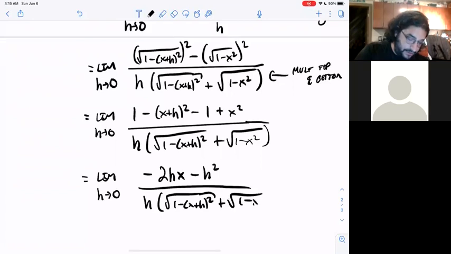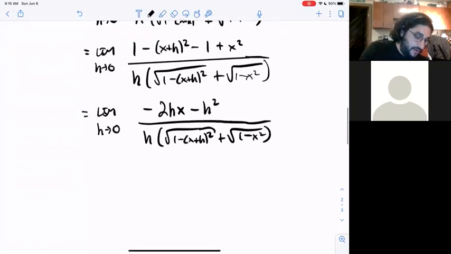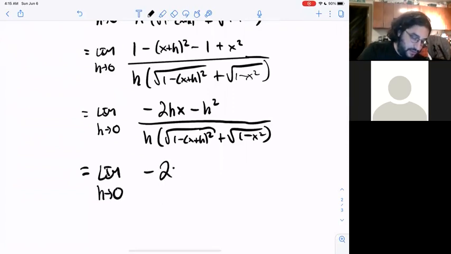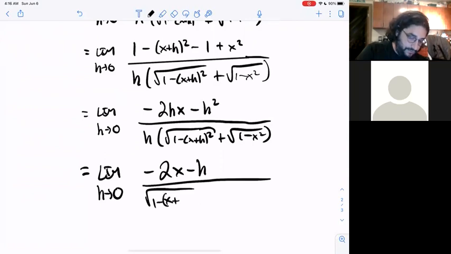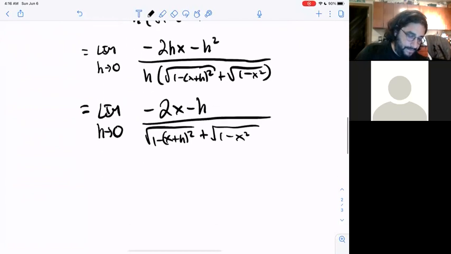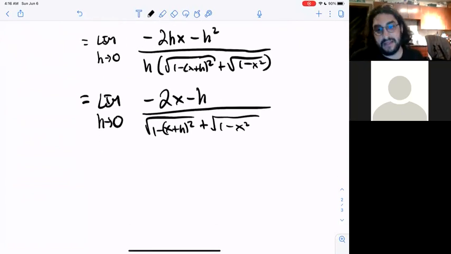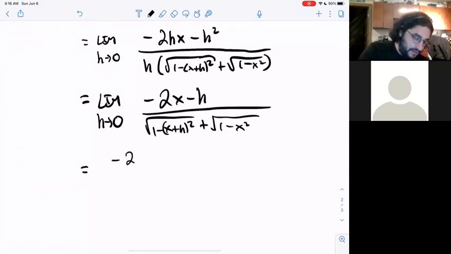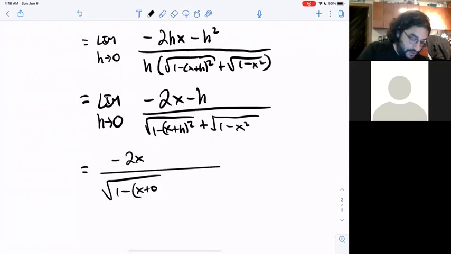And I'm super glad that this happened because now I can factor an h out of the top and bottom and cancel it. So I get minus 2x minus h up top, and in the bottom, now I just have the roots. All right, well now I've resolved that whole problem. It's not 0 over 0 anymore. Right, now I can just plug in h equals 0. And I get negative 2x divided by what's in the bottom.